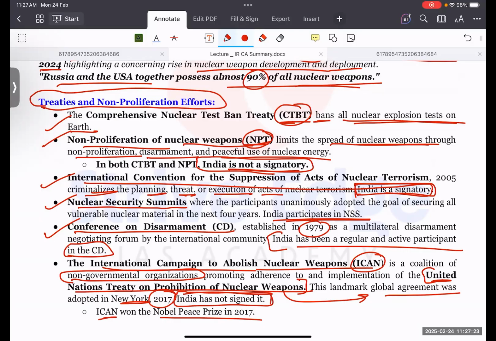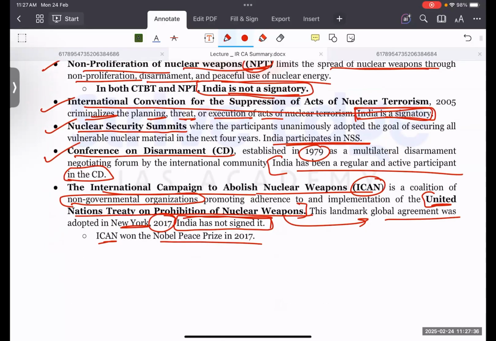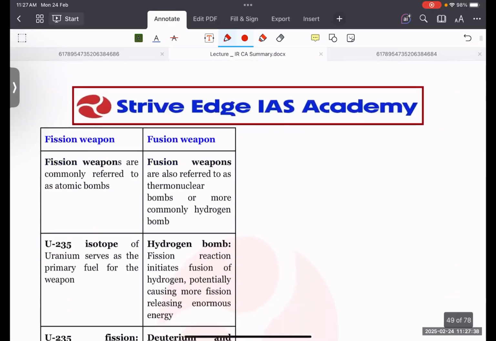So there is a small assignment for you. Please read about the Wassenaar Arrangement, MTCR regime, all these things, and then the NSG group, all this, and then you can comment about those in the comment box. That way you will be doing your own work and the revision also.